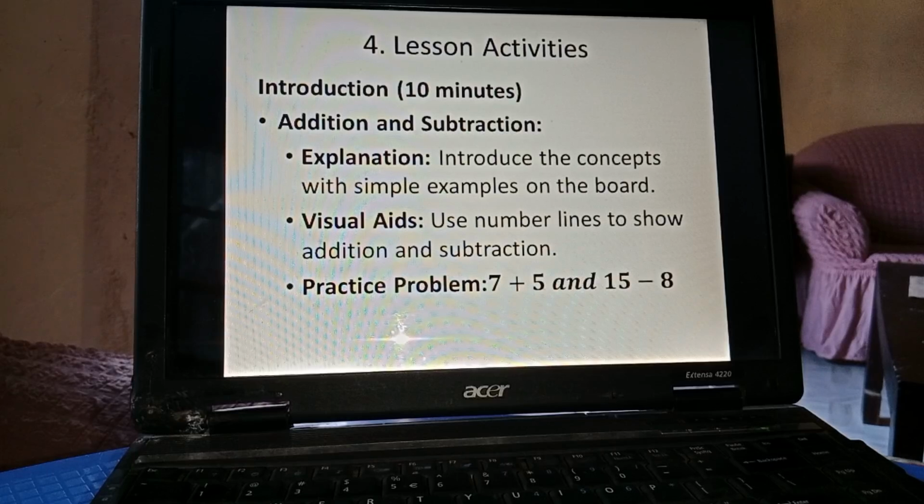Lesson activities. Introduction is 10 minutes. Addition and subtraction explanation. Introduce the concepts with simple examples on the board. Visual aids. Use number lines to show addition and subtraction. Practice problem. 7 plus 5 and 15 minus 8. Ask them what are the answers.